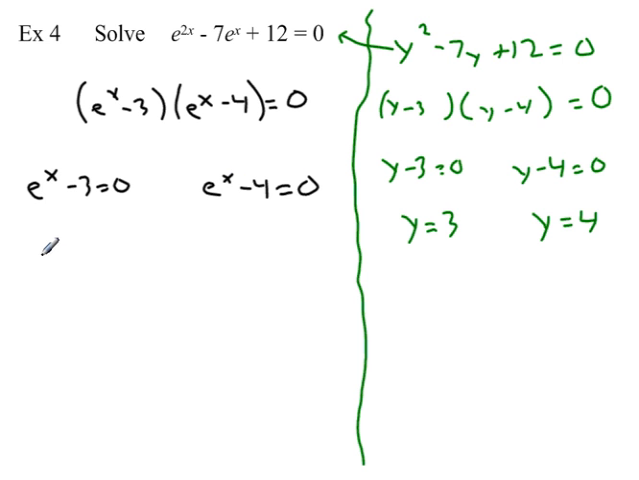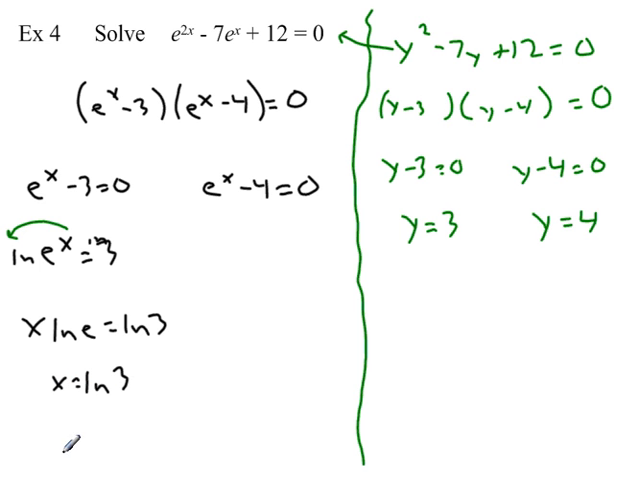On the left, if we add 3 to both sides, we get e to the x equals 3. We can then take the natural log of both sides. That will move this power out in front, which is what we want. And we can write this as x times the natural log of e equals the natural log of 3. Natural log of e is just equal to 1, so we know x is going to be equal to the natural log of 3, which is about 1.0986 or so. Let me finish this one here.